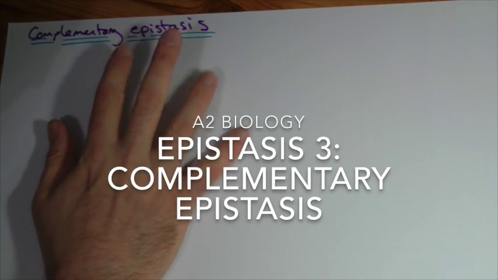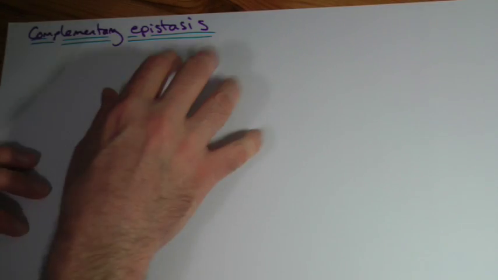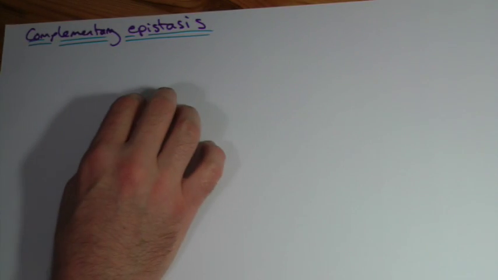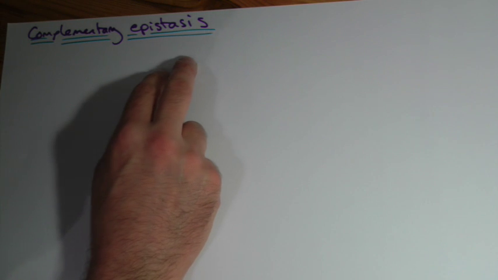Right, the final bit on epistasis: complementary epistasis. It turns out this is pretty similar to recessive epistasis. Certainly it can look quite similar because it involves a homozygous recessive gene pairing, except this time it's two lots of homozygous recessive gene pairs. So if we just follow the example in the book, I think it's quite a good example, actually.